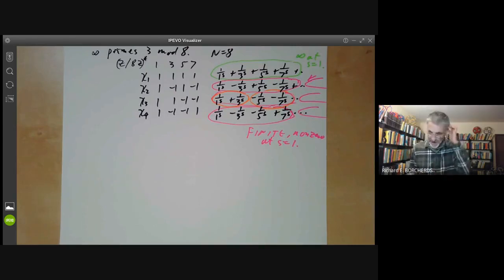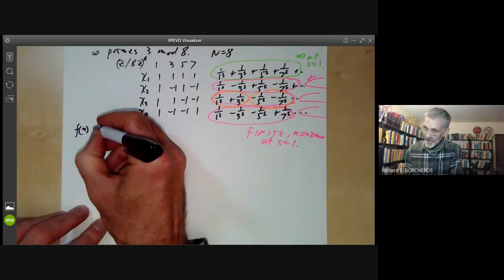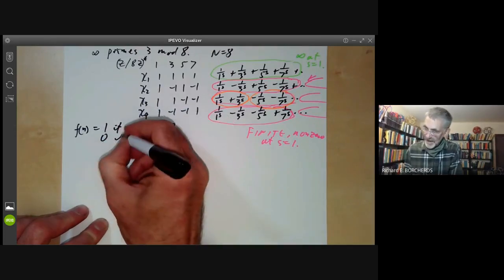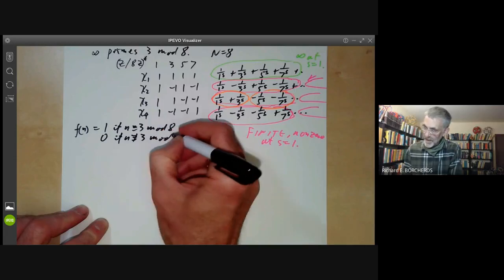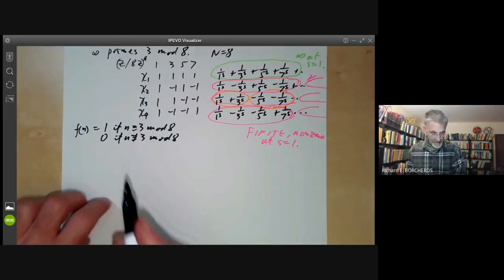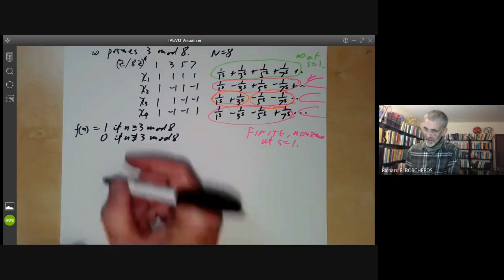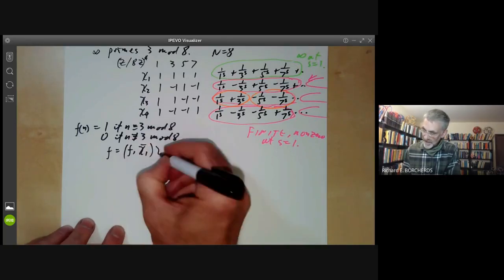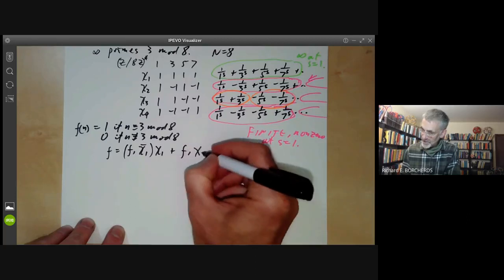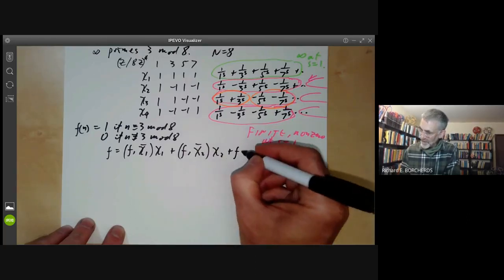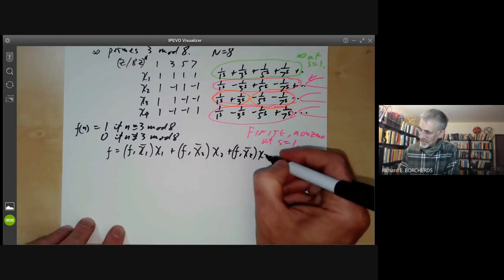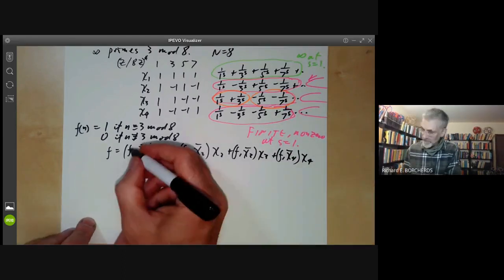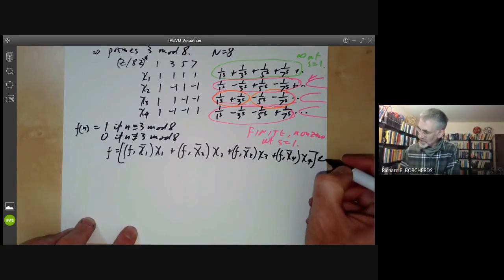Now what do we do? We take the function f of n, which is 1 if n is 3 mod 8, and 0 if n is not congruent to 3 mod 8. And we write f as a linear combination of these four characters by expanding it out as a sort of Fourier series. So we know f is the inner product of f with chi 1 bar times chi 1 plus f chi 2 bar chi 2 plus f chi 3 bar chi 3 plus f chi 4 bar times chi 4. Except I guess we should divide this all by 4, which is the order of the group G.